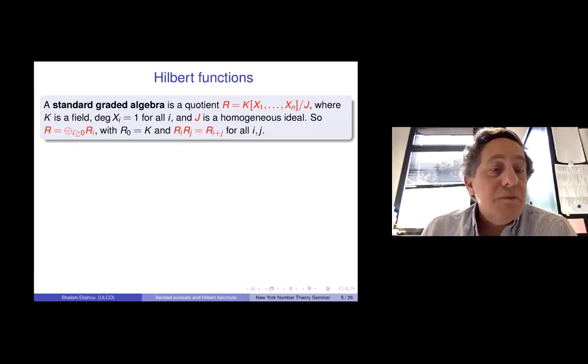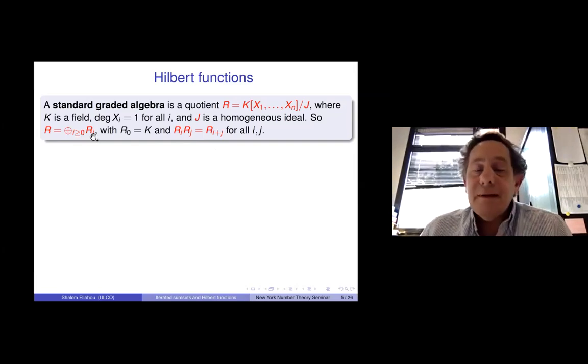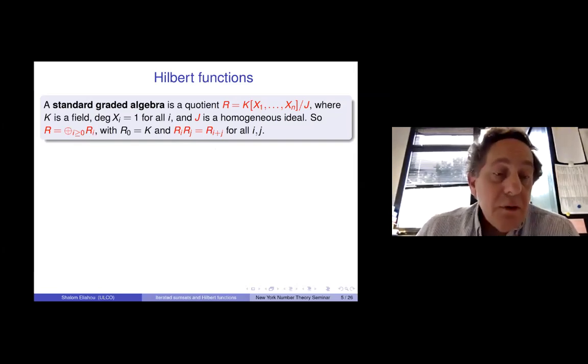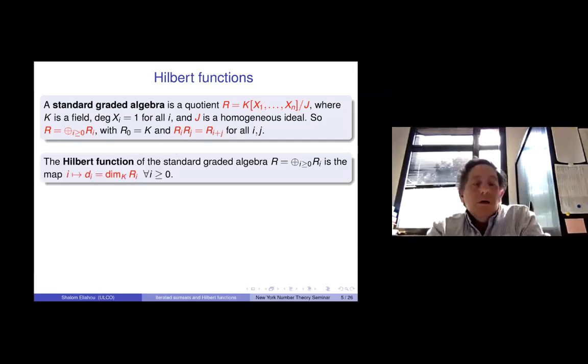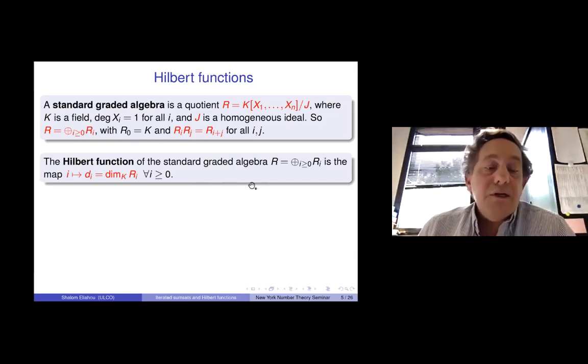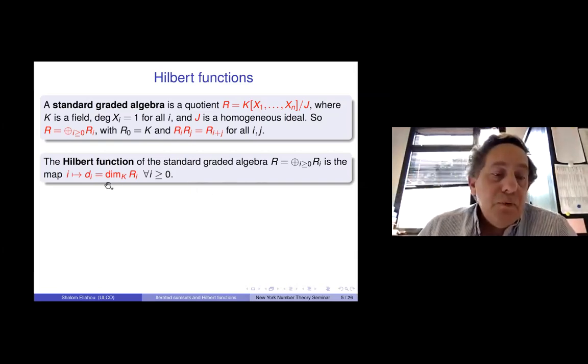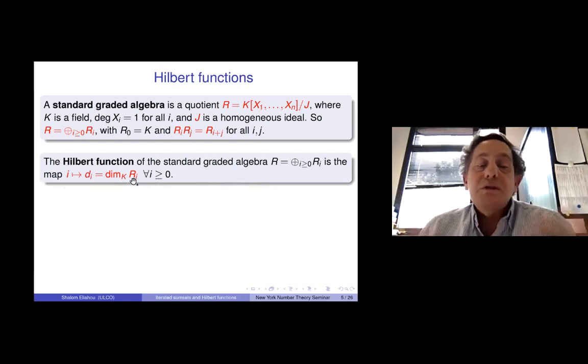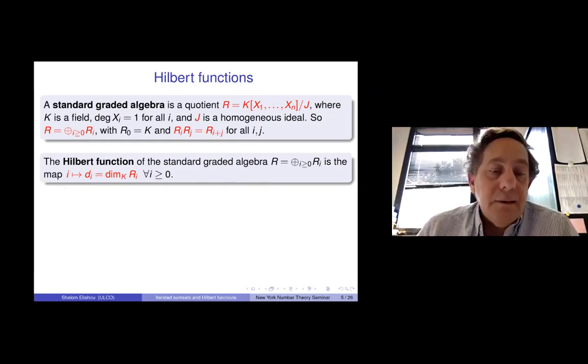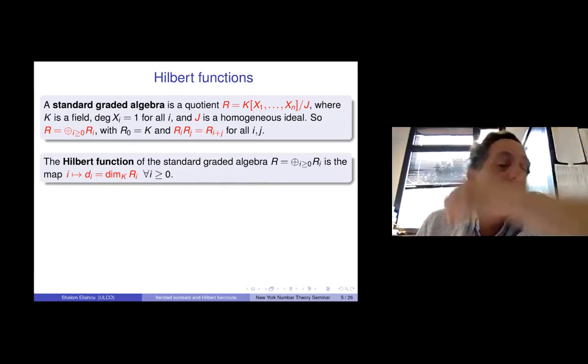And when you have such an object, well, of course, because of the finite generation, each Ri is a finite dimensional vector space. And of course, it's interesting to know how the dimension of these things evolve with i. So that's the Hilbert function. So the Hilbert function of a standard graded algebra is just the map which gives you for each i the dimension of the homogeneous piece of degree i in the algebra. That's the Hilbert function of R.